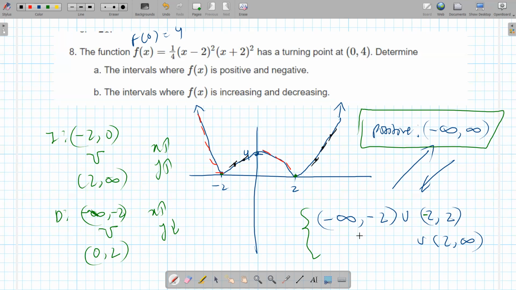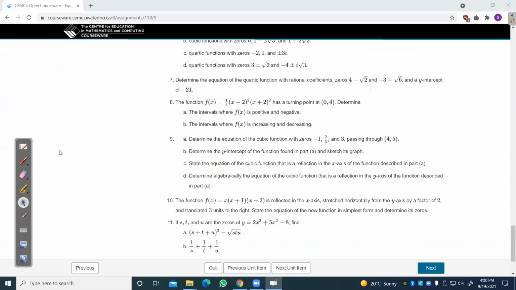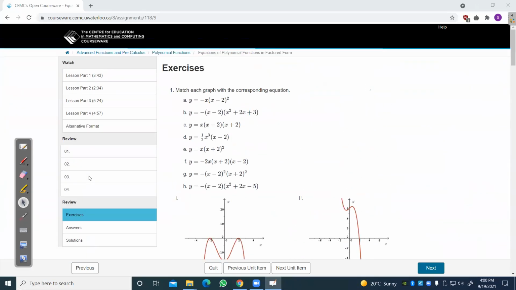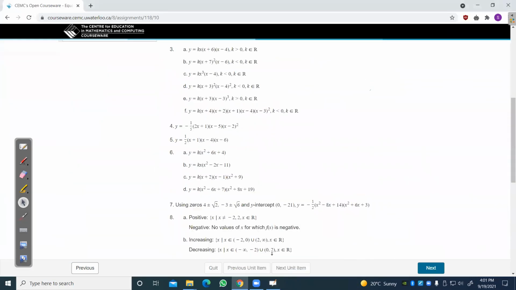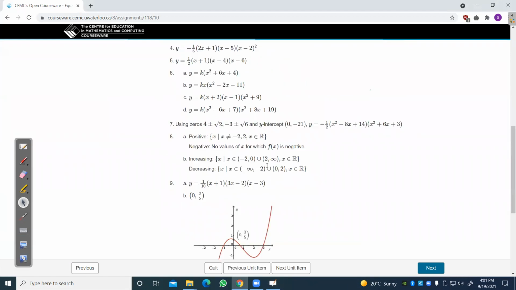Yeah, so for increasing intervals and decreasing intervals, you don't include them. I would say it's the same for this one. Let me double check this 8A and B. Let me see if they used union. Yeah, they did use union, but they didn't use the same interval notation though.